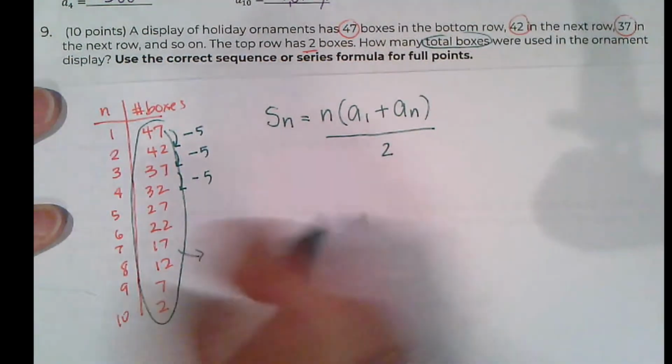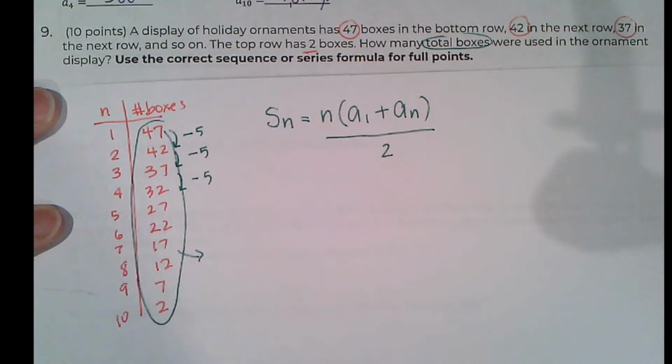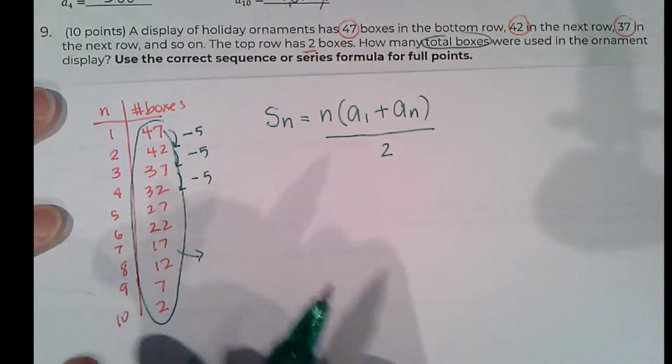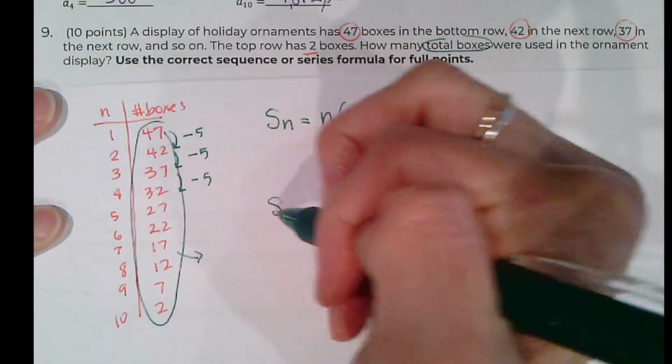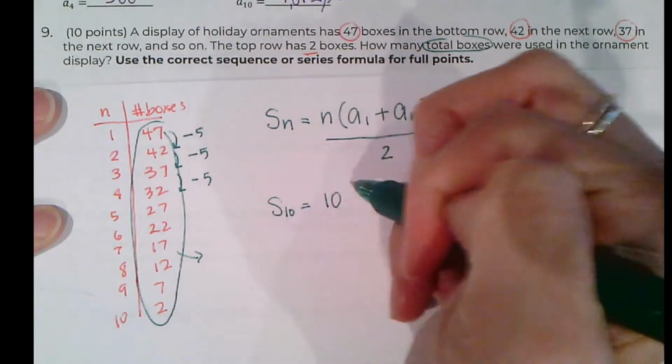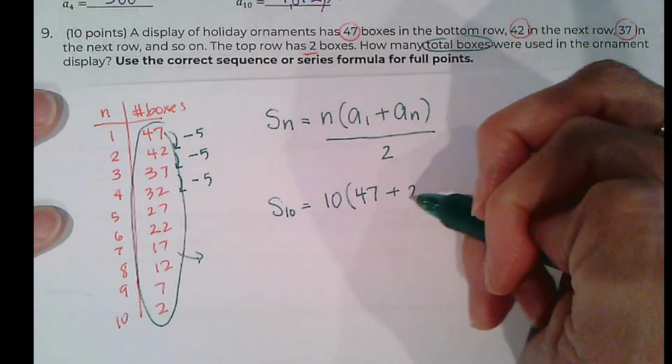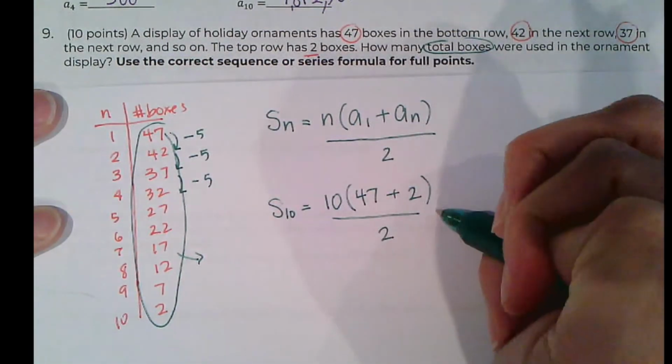The nice thing about all this grunt work that I did is that this makes this formula really easy, right? If I want to find the sum, well, I know I'm summing up 10 rows. I know the first row had 47, and the last row had 2, all over 2.